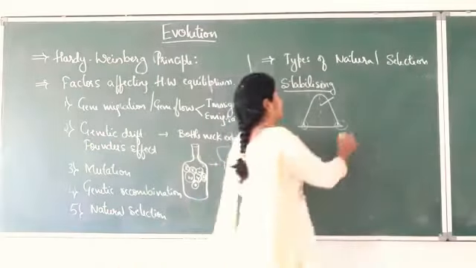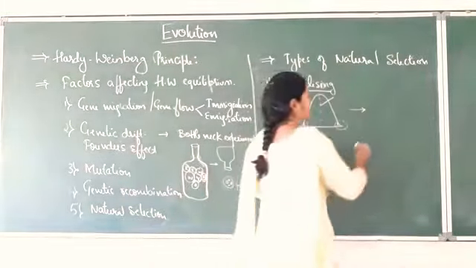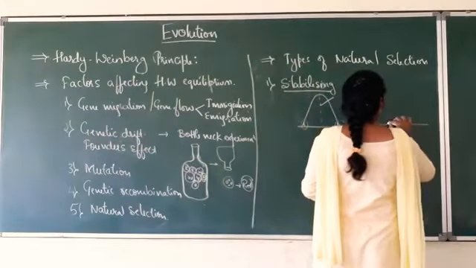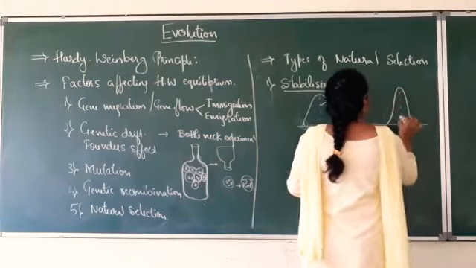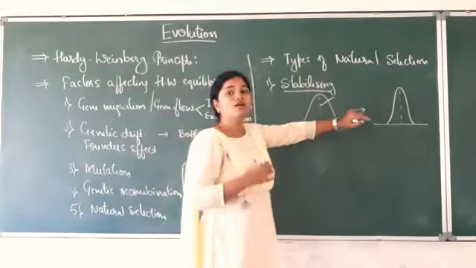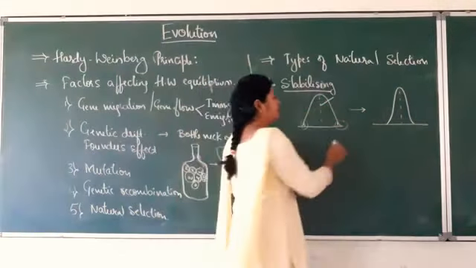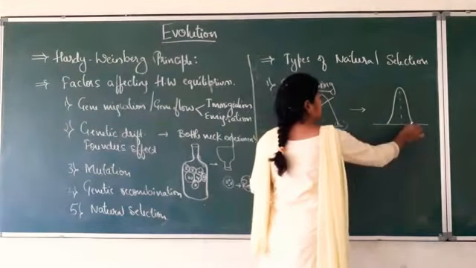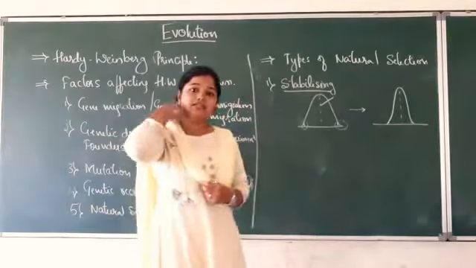This type of natural selection is called stabilizing natural selection, and the graph which we are going to get after this is like this. Here the intermediates are more selected by nature and hence there is a growth in the intermediates, whereas the extremes are also present but in a very low percentage, right? So this is called stabilizing natural selection.